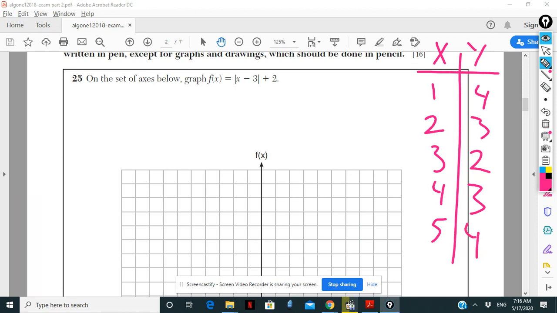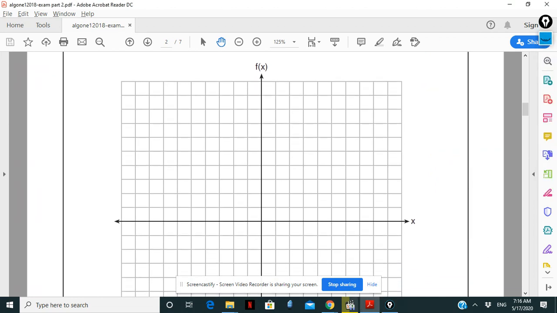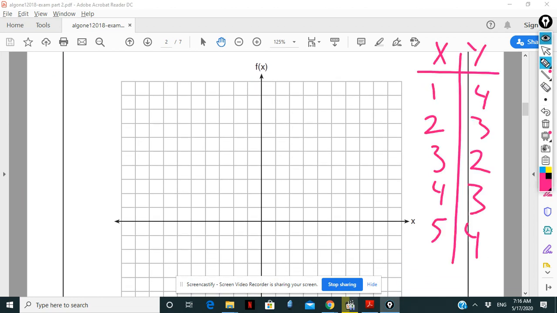Now I get the coordinates. So I'm going here: 1, 2, 3, 4. When x was 1, y was 4. When it was 2, it was 3. When it was 3, it was 2. When it was 4, it was 3. And when it was 5, it was 4. It should give me a V shape.